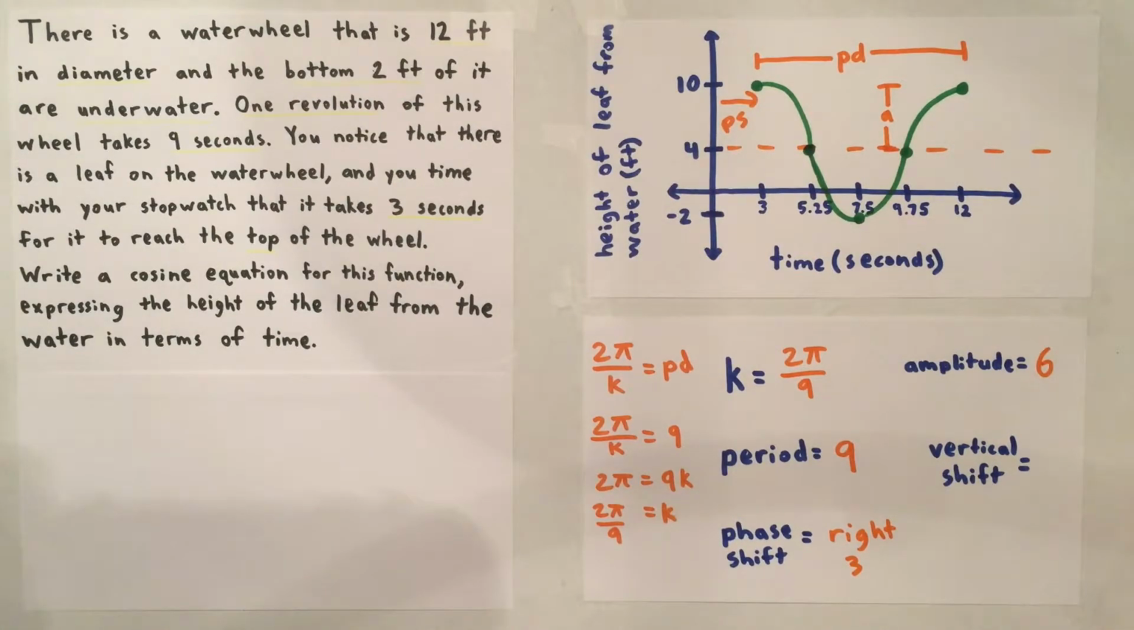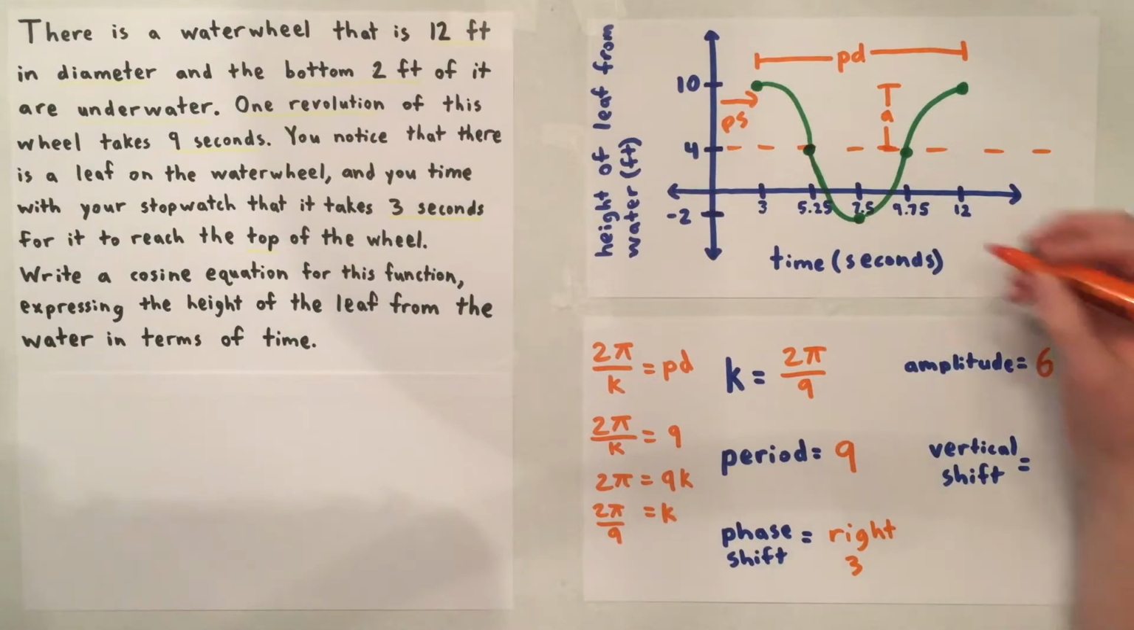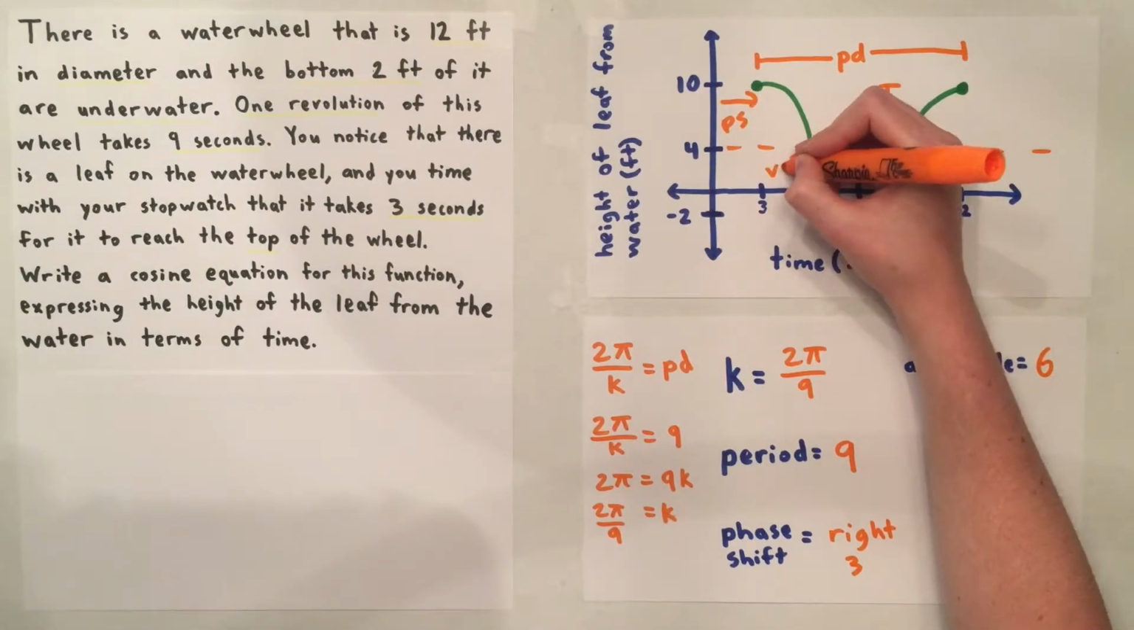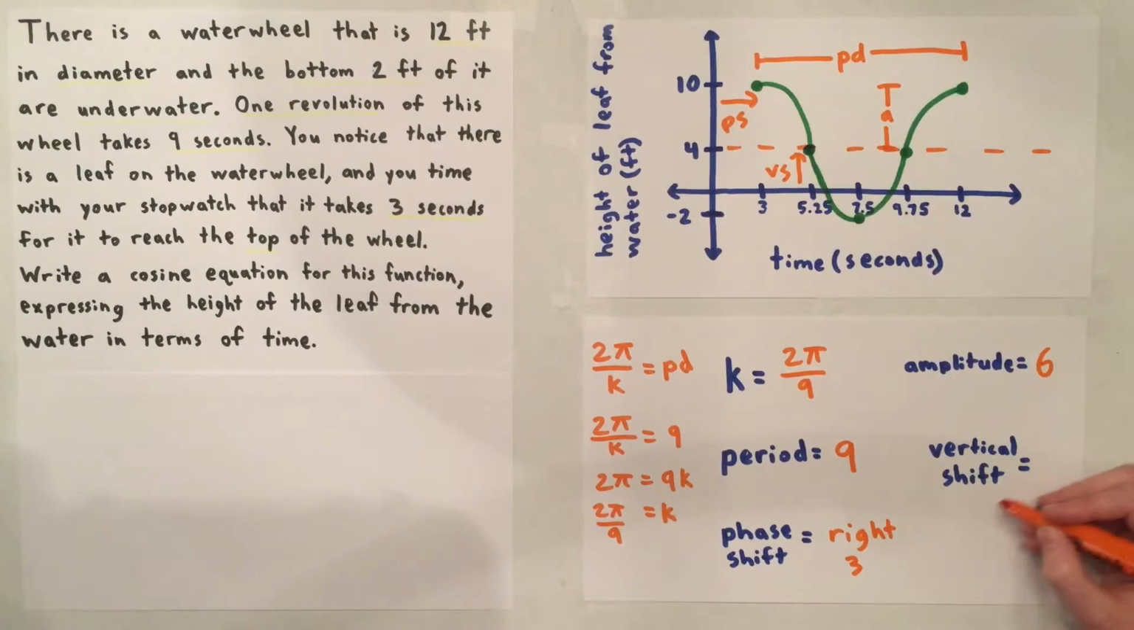And now, let's find the vertical shift. The vertical shift is the vertical shift of the midline of our function from the parent function. Our function has moved the midline up 4 vertically. So, our vertical shift is up 4.